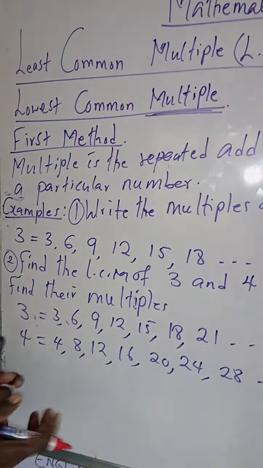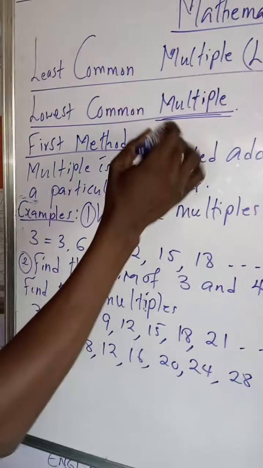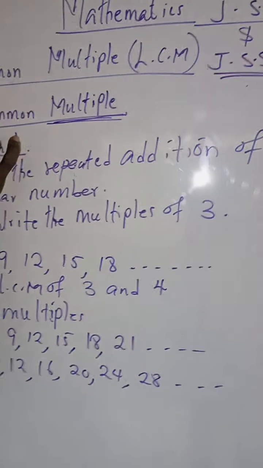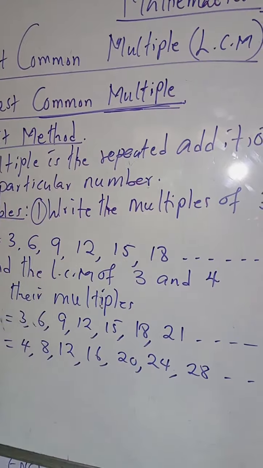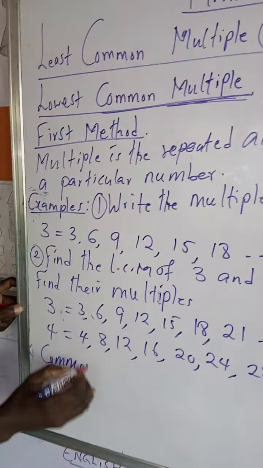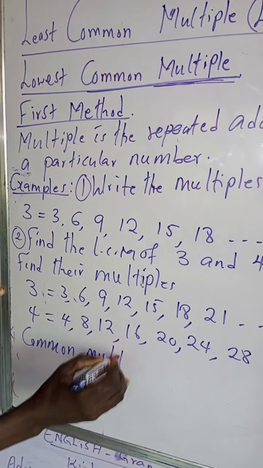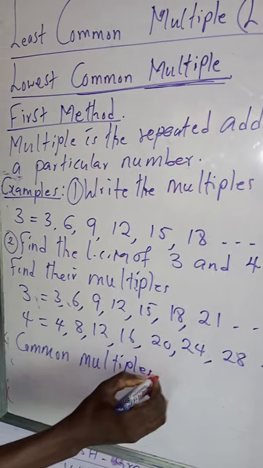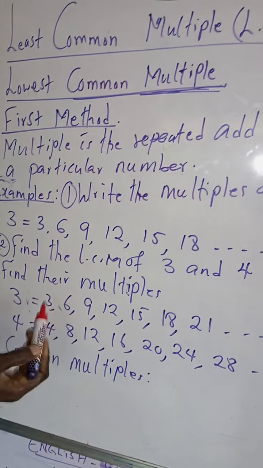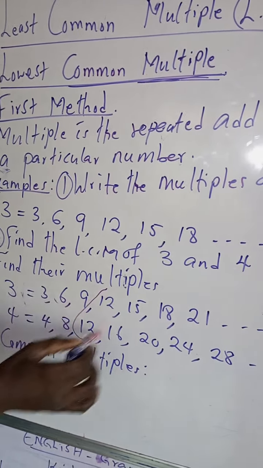Now, after you have gotten the multiples for the two, we have fulfilled this. Then we go to common multiples. You look for the common multiples. What are the common multiples out of the two? We see 12 is common.